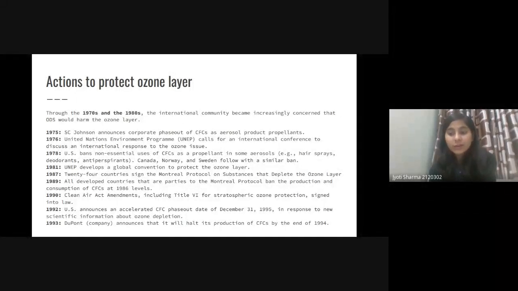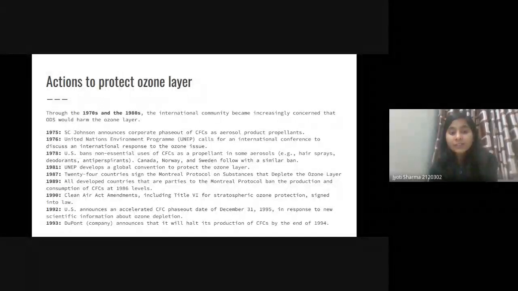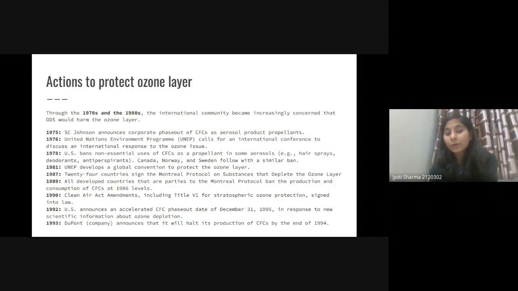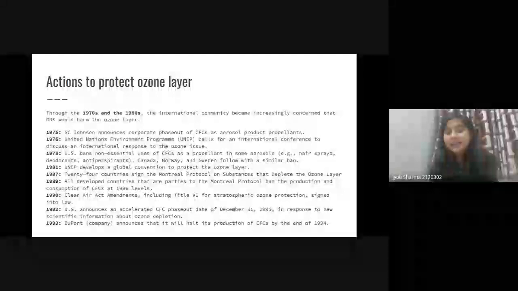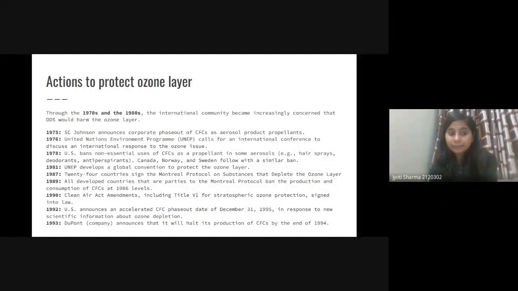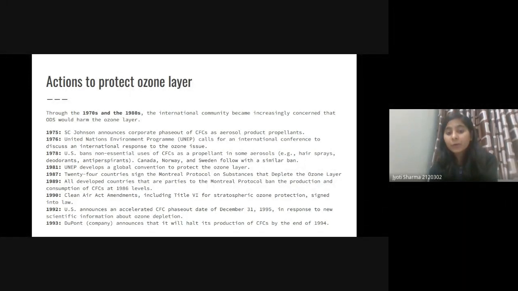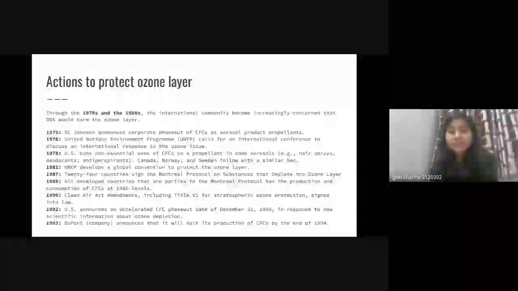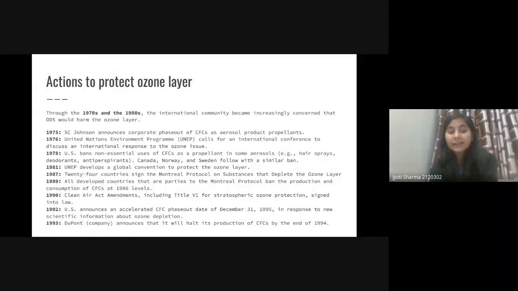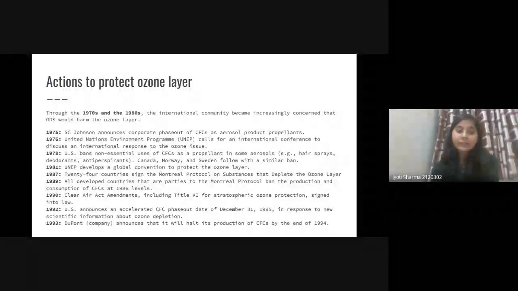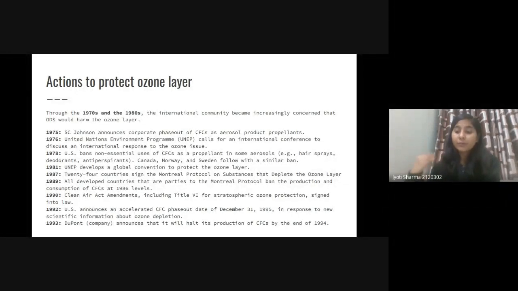1987. So this was the important date. 24 countries signed the Montreal Protocol on Substances that Deplete the Ozone Layer. In 1989, all developed countries that are party to the Montreal Protocol banned the production and consumption of CFCs at 1986 levels. Okay, and then there were a lot of reforms and amendments that happened.